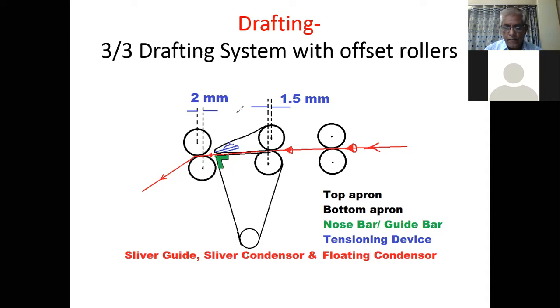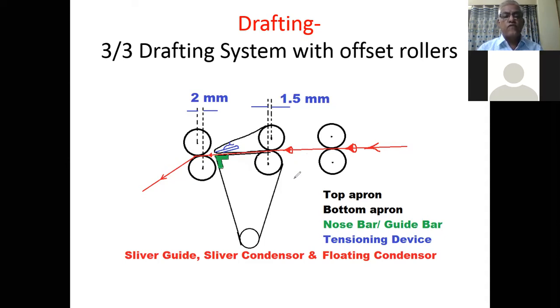and this will ensure lesser hairiness in the roving also. So these are the parts of the drafting system. And the top rollers are rubber covered rollers, and bottom rollers are metallic rollers which are having flutes over their surface. So sliver is entering from this side, and we are getting a roving after the front roller here.